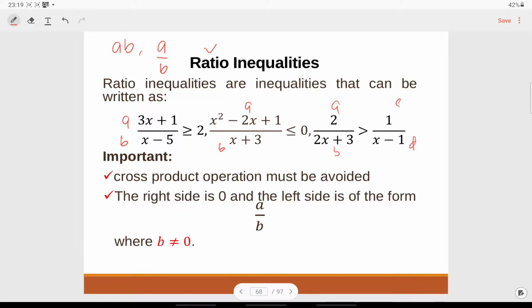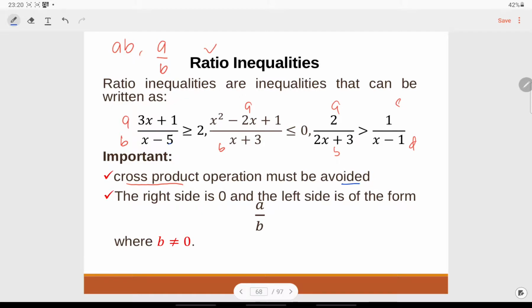Okay, we have the following important notes. First, cross product operation must be avoided. What does it mean? That means you cannot take this x minus 5 to the other side. You also cannot take x plus 3 to the other side. Like this, the cross product operations must be avoided. Okay, so that is the first caution.